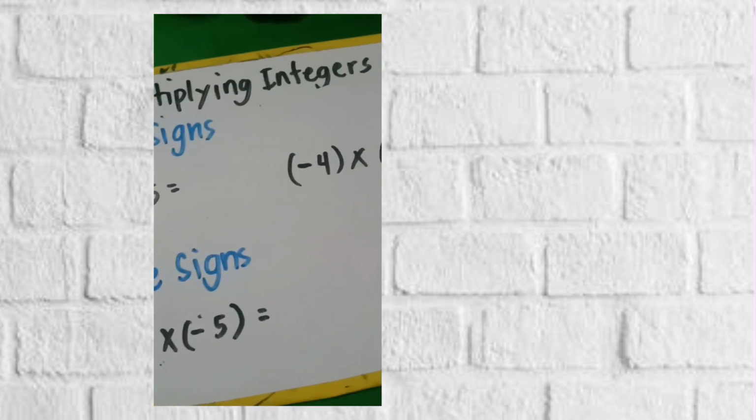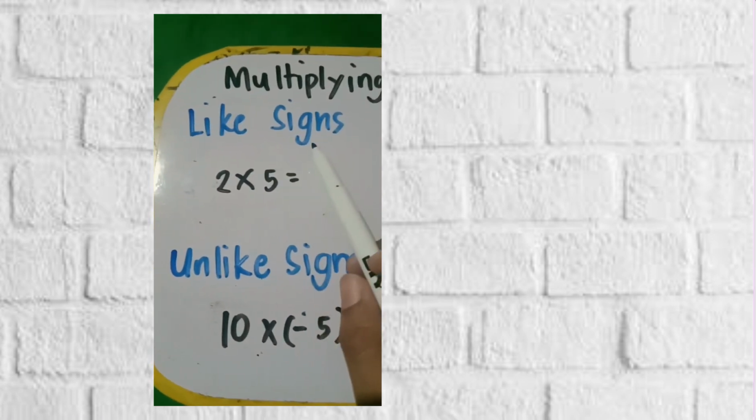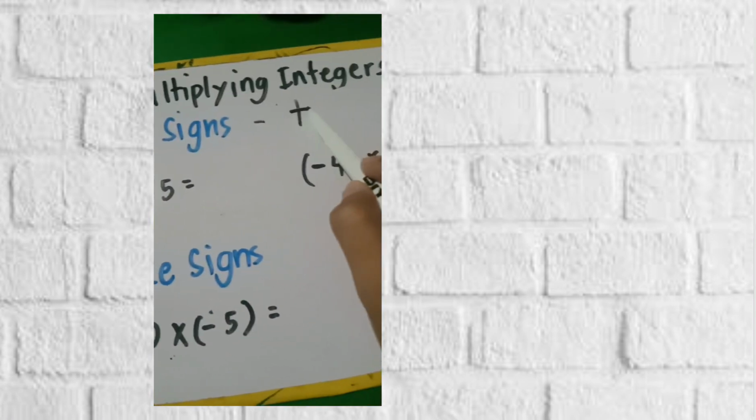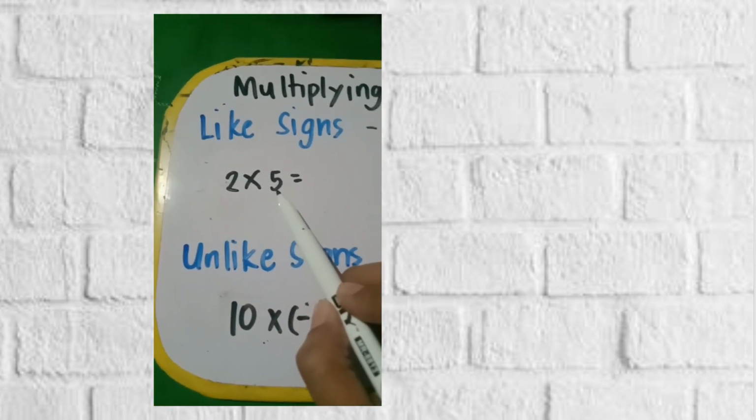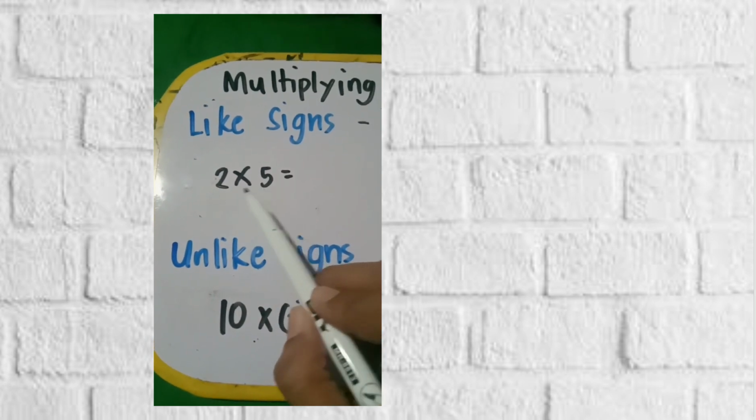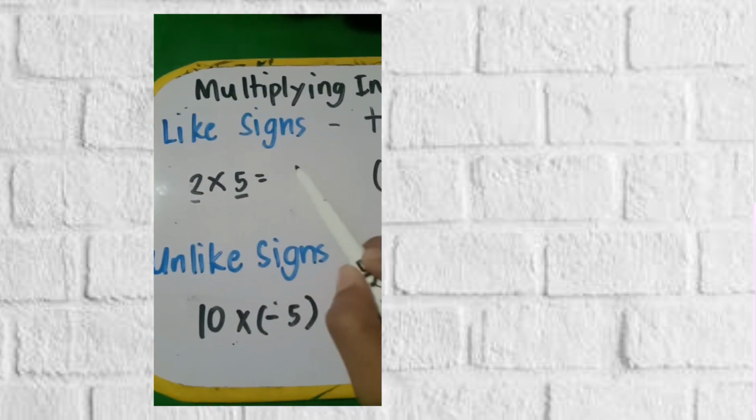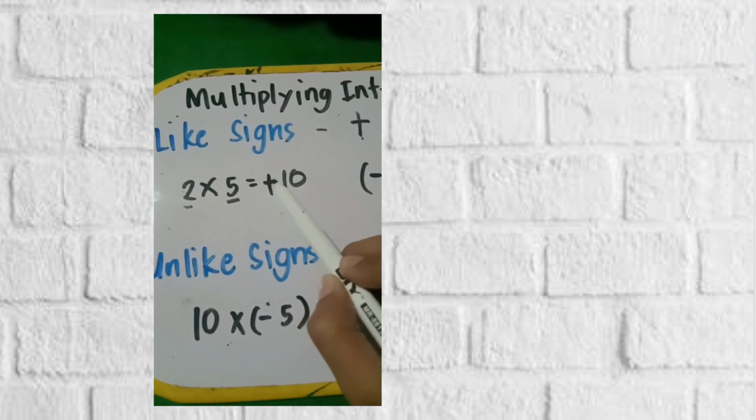Multiplying integers. When we multiply two integers with like signs, always take the positive sign. For example, positive 2 times 5, they have the same positive sign, so multiply their absolute values. 2 times 5 is 10, and then take the positive sign.